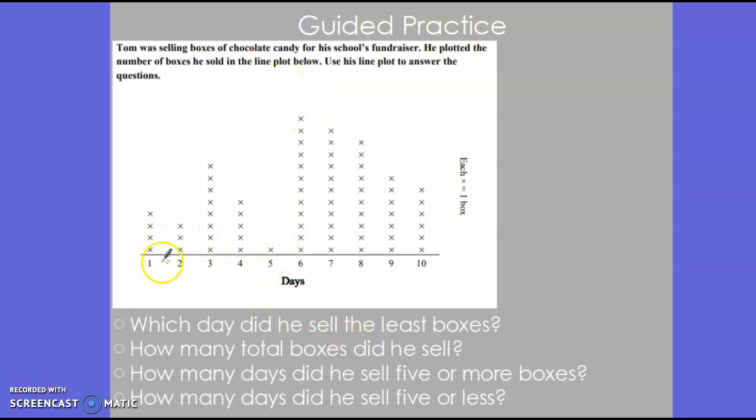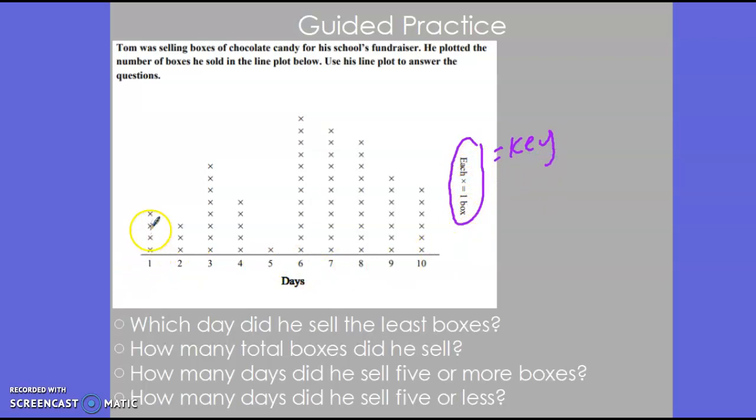So we notice it starts with 1, goes to 10. These numbers down here, it says they represent the days. Okay, so it says he was selling chocolate. So these are all the days that he went selling chocolate. And over here it tells us that each x equals 1 box of chocolate. So on day 1, the way we would read this, on day 1, he sold 1, 2, 3, 4 boxes. I know those represent boxes because over here, this is called your key. Over here it says that each x equals 1 box.